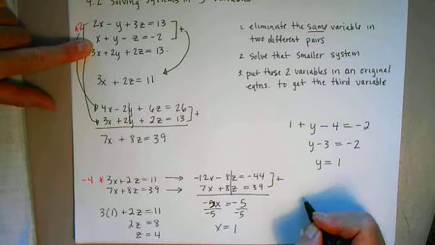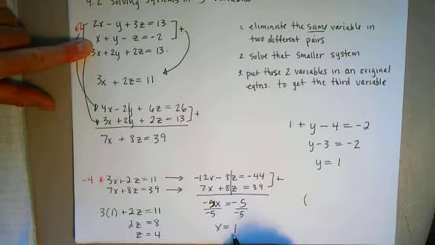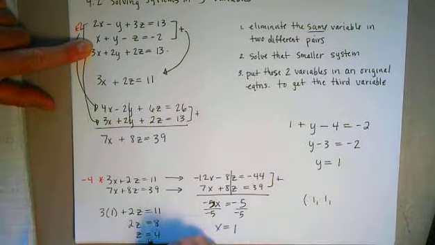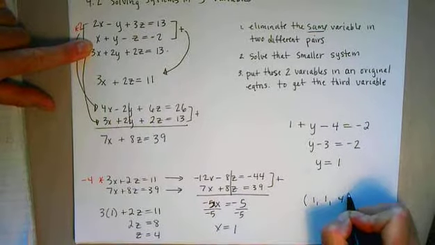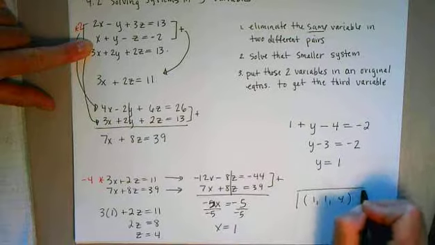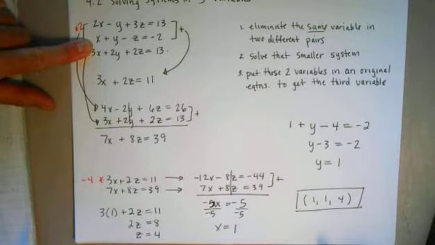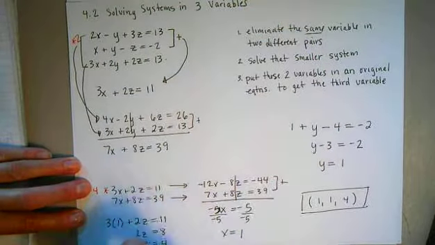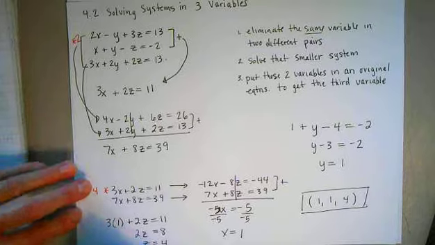And then the answer is just in alphabetical order. x, y, z. And it's a 3 variable point. And that is the solution to that system. That's where all three of these planes meet. All right, done.